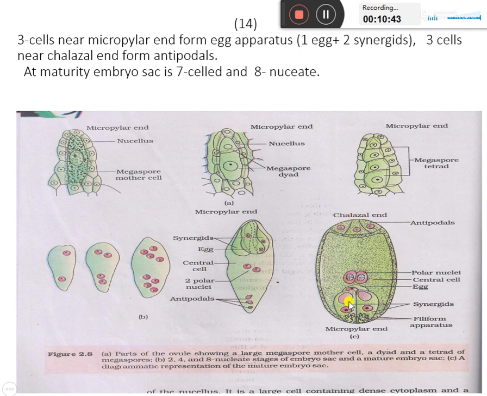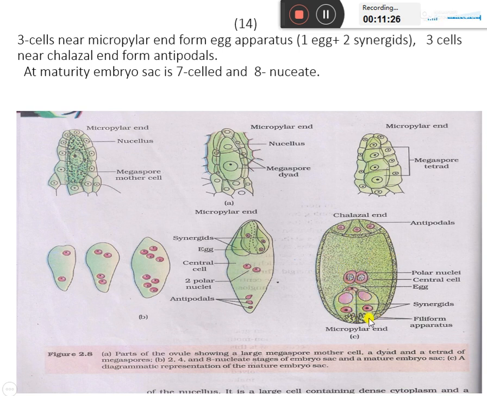Now you should remember that the whole embryo sac is a haploid structure. All the cells inside the embryo sac are haploid. These are formed by the meiosis only. So at the chalazal end, the antipodals are present. All antipodals are haploid, having n number of chromosomes. The largest cell is the central cell, having the 2 nuclei called the polar nuclei. At the micropylar end, there is the egg apparatus having the 2 synergids and 1 egg cell. So 3 cells are present here. So total 7 cells and 8 nuclei are present at maturity.